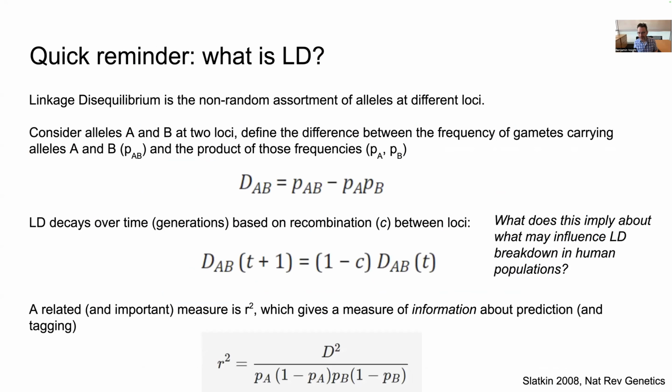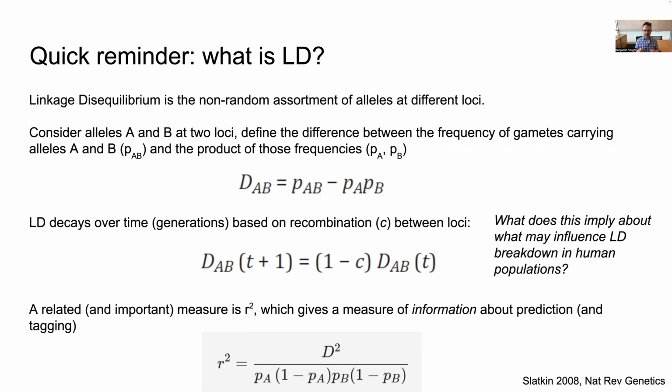Okay, in case you haven't thought about linkage disequilibrium, or LD, I have to give a quick crash course in what linkage disequilibrium is. LD just refers to the idea that alleles at two sites are assorting randomly or non-randomly with respect to one another. So let's say we have alleles A at locus 1 and B at locus 2.